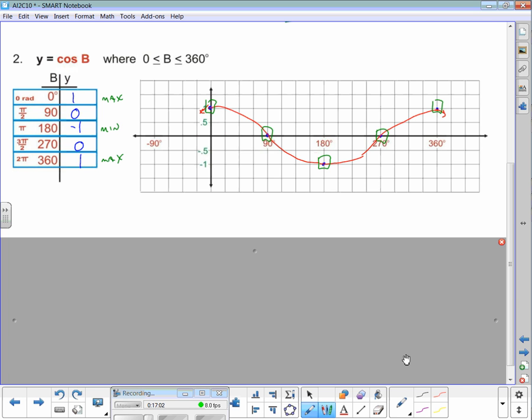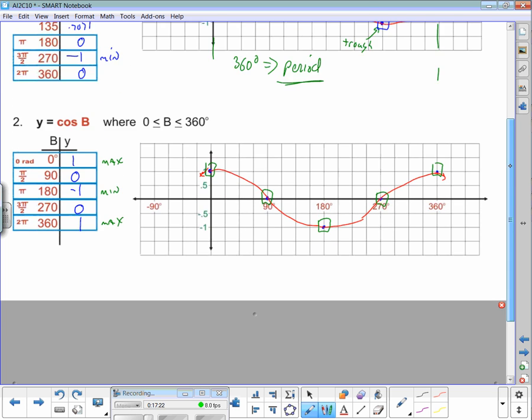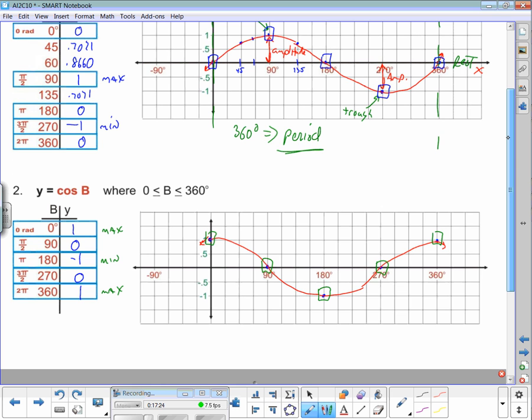Now, here's an interesting fact. The cosine and the sine really look exactly the same. Don't you agree? I saw somebody's eyes, they went like this. Don't they look the same? Don't the sine and the cosine look the same? Oh, do they? Do they look the same?